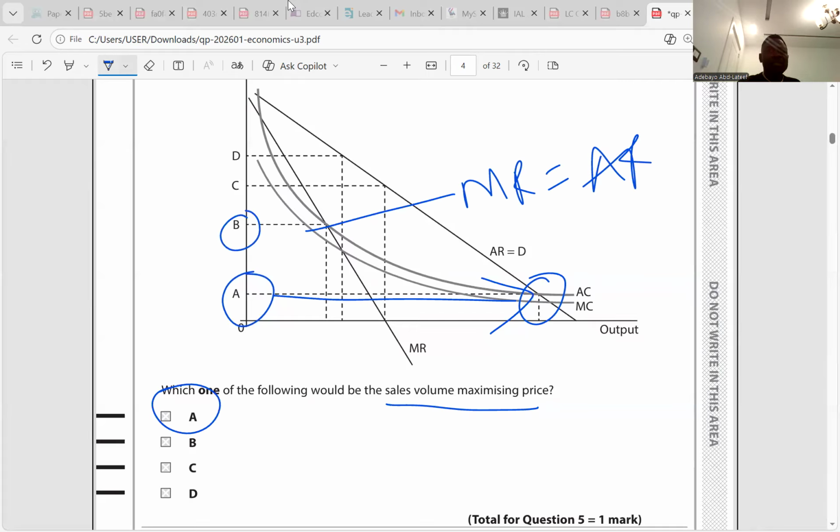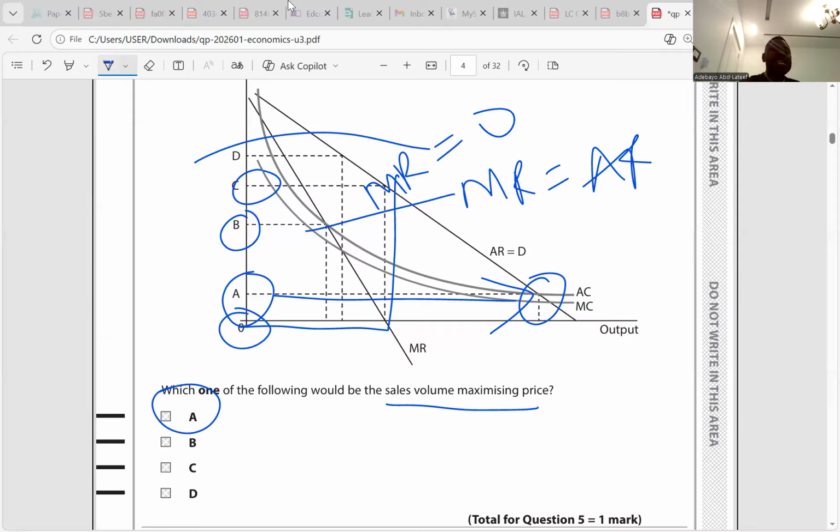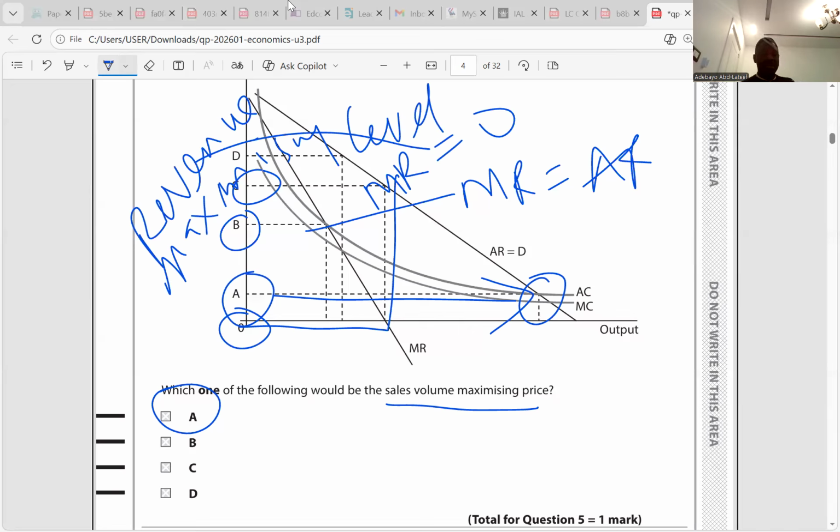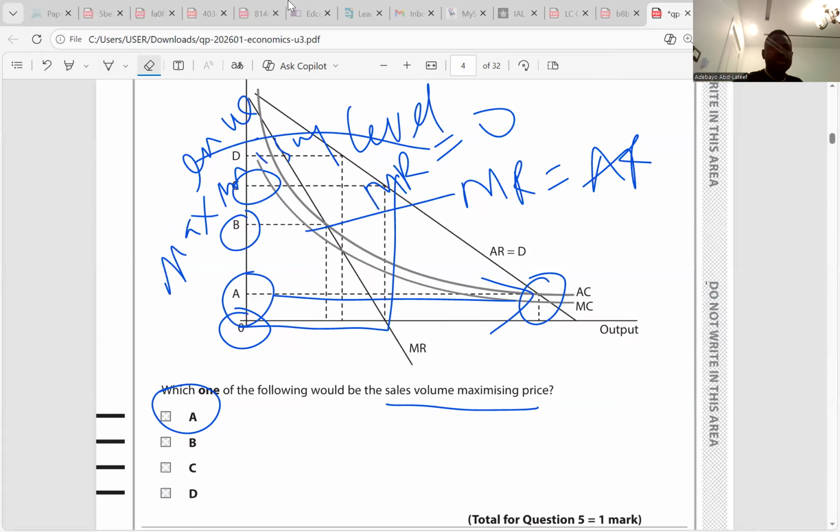Then we have C. At C, MR equals... no, MR equals 0. Look at C, please. Marginal revenue equals 0. So our MR is at 0. When marginal revenue equals 0, we call it the revenue maximizing level of output. So that's for C.